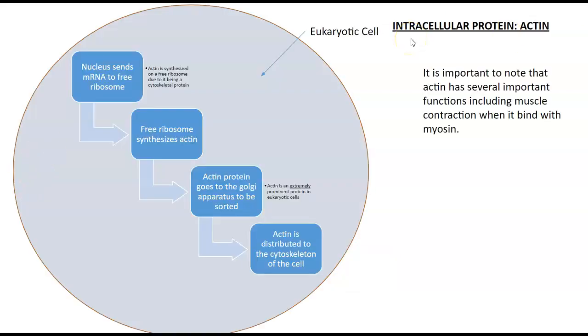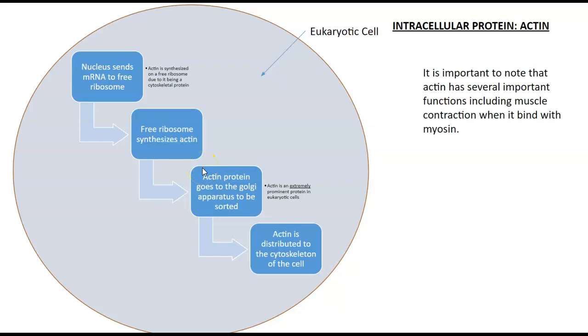Lastly, we're going to be talking about an intracellular protein called actin. Actin is a globular protein that is very prominent in eukaryotic cells. The nucleus sends mRNA to ribosomes for protein synthesis. Actin is an intracellular protein, specifically a cytoskeletal protein, meaning it is synthesized by free ribosomes. Once synthesized, the actin goes to the Golgi apparatus to be stored and properly distributed.